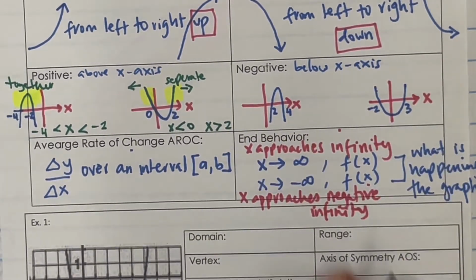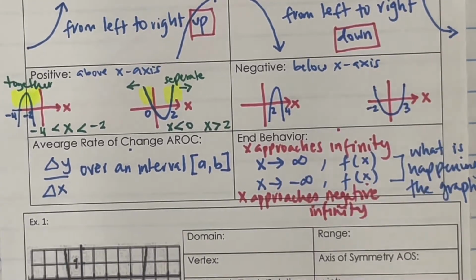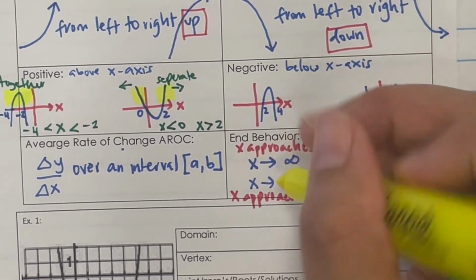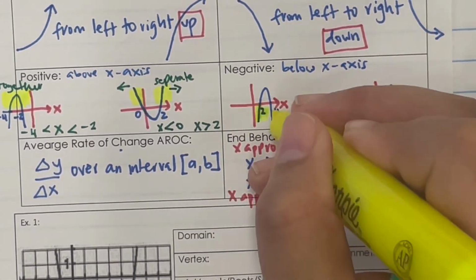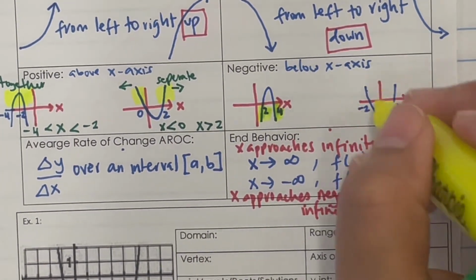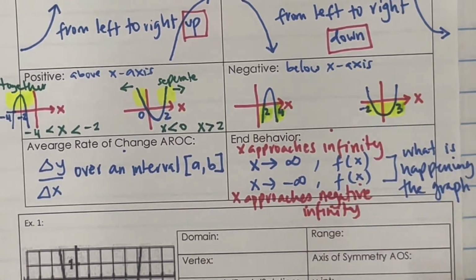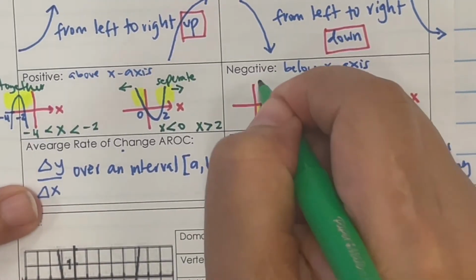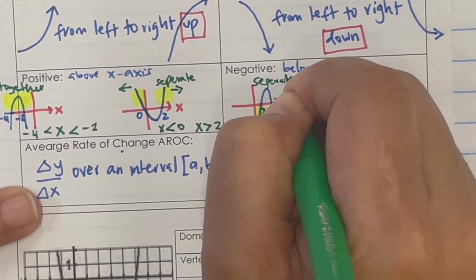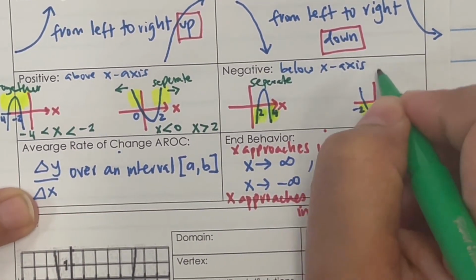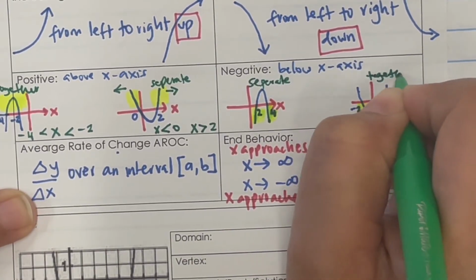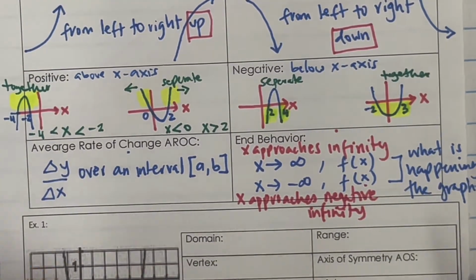All right, looking at a negative, below the x-axis, that's what that means. So let's take a look at what's below. So we have separate here, right, because they're not joined. And here, below the x-axis, we have joined. So this one is separate. What does separate mean? I should have two answers, right? And this one right here is together. So one answer. Together, one answer is the easiest one.